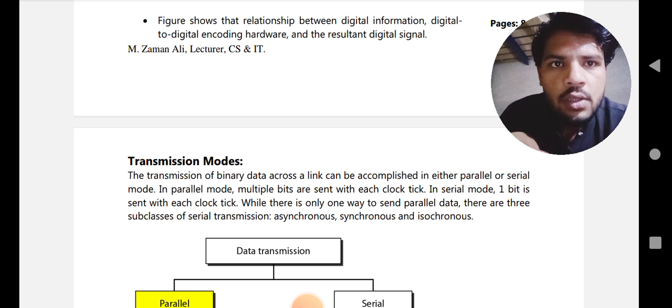Education Hub also. So now we are discussing transmission modes and its different types also.